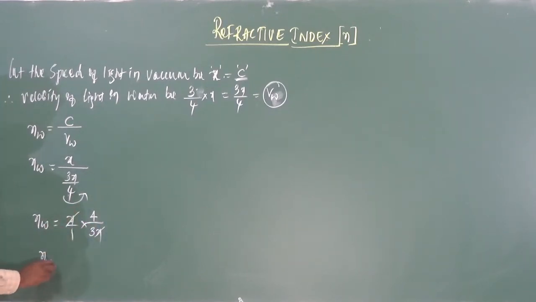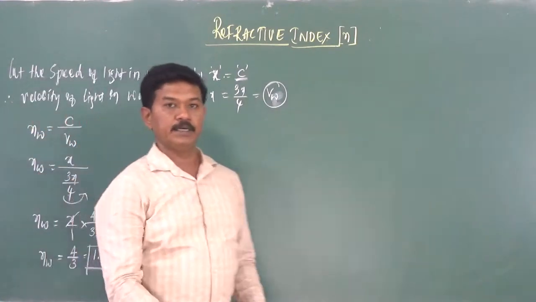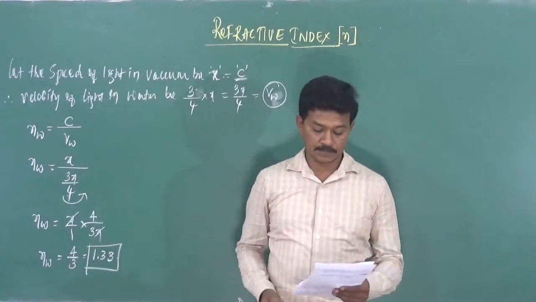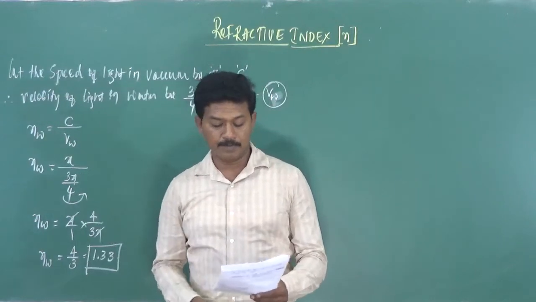So the refractive index of water is 4 by 3, which is approximately 1.33. So this is how we have to solve it. These questions will be asked as multiple choice or one mark questions. Okay, let us get into the second problem.